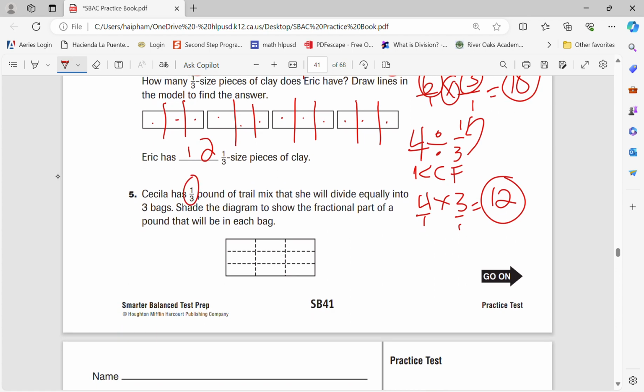Cecilia has 1/3 pound of trail mix that she will divide equally into 3 bags.